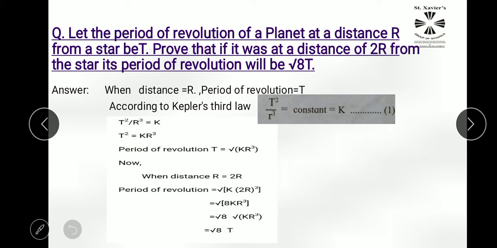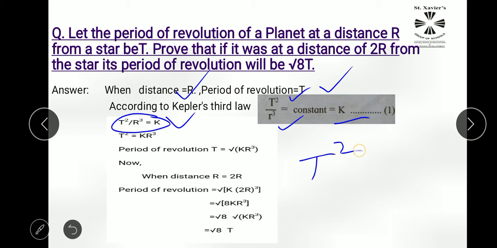Here when distance is R, period of revolution is given T, but according to Kepler's third law, we know that T square upon R cube is equal to k. So I'll change the side of this k. I'll write the same equation over here, students: T square upon R cube is equal to k.